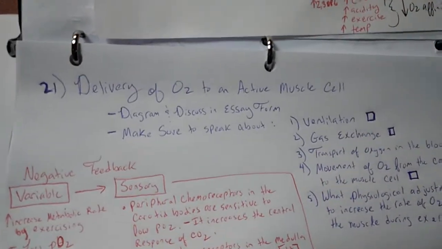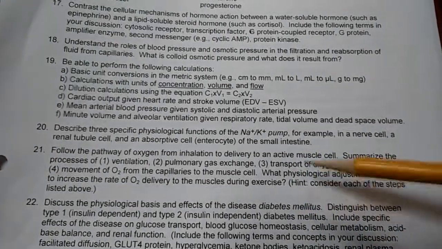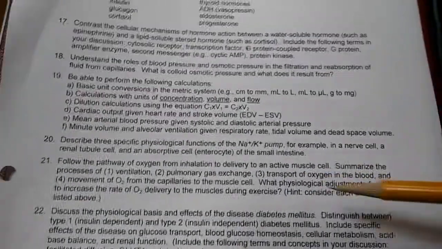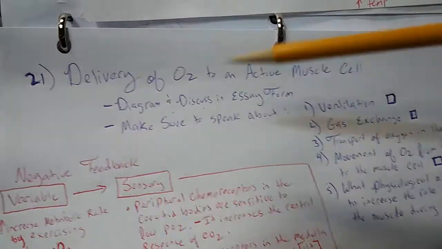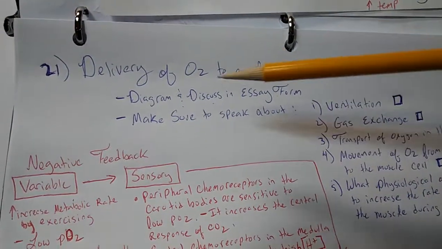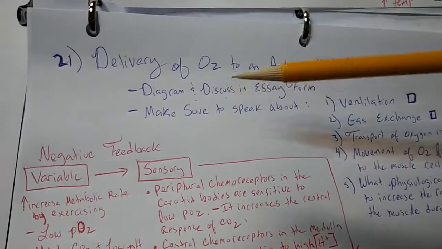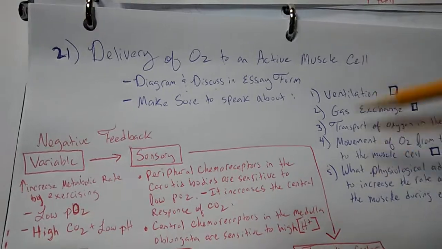This is the physiology portion of the study guide for the final exam. This is number 21. You can go ahead and pause this video or just follow along, and we'll make that a bit easier. So the delivery of oxygen to an active muscle cell, or basically the delivery of oxygen during exercise, is what this is about. We have to make sure we have a diagram and discuss in essay form.